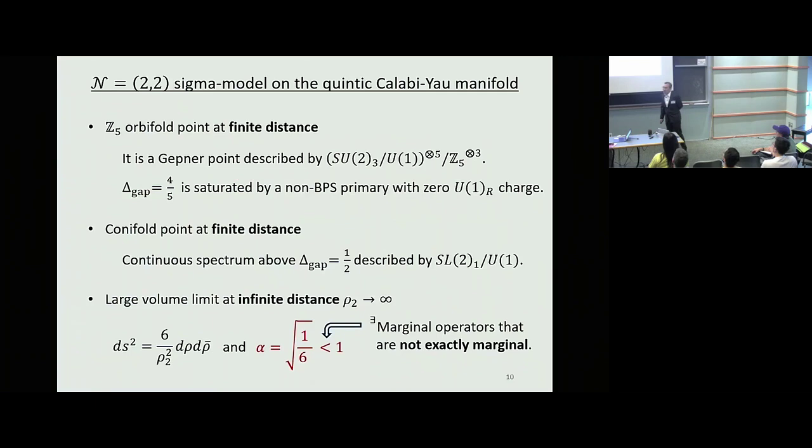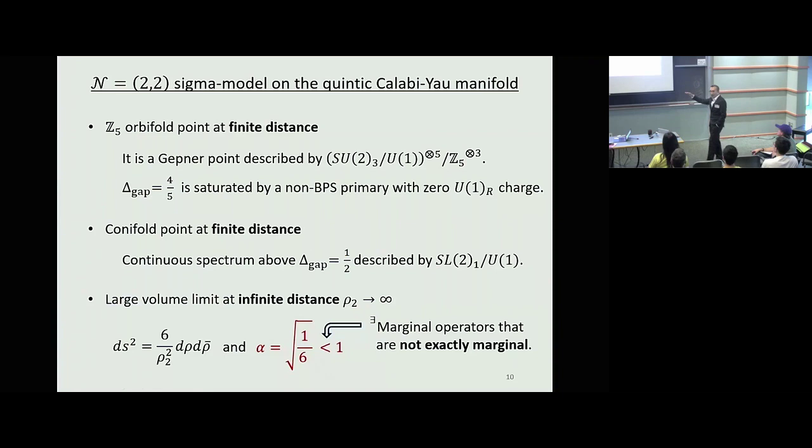There is a conifold. The conifold is a very interesting point, and it's again a finite distance singularity in the moduli space. It's also interesting because there is a continuum coming down at the conifold point, but the continuum stops at 1/2, and doesn't go all the way to zero. This continuum is described by an SL(2,R) Kazama-Suzuki type model. So this is that finite distance example.